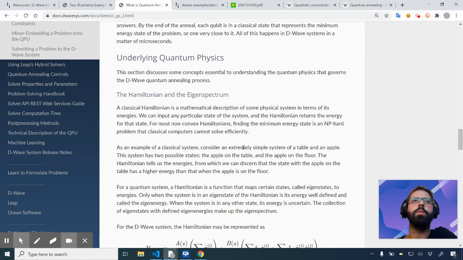A classical Hamiltonian is a mathematical description of some physical system in terms of its energies. We can input any particular state of the system, and the Hamiltonian returns the energy for that state. For most non-convex Hamiltonians, finding the lowest energy state is an NP-hard problem that classical computers cannot solve efficiently.